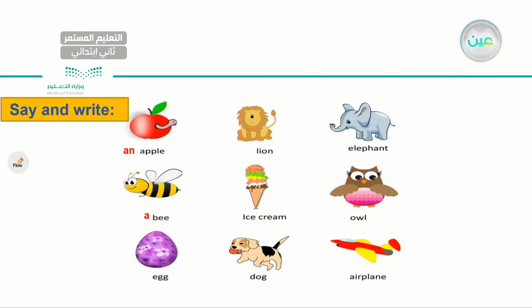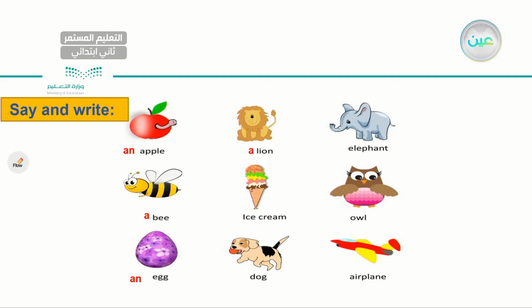I have bee. It's a consonant. So, a bee. Very good. Egg. It starts with the vowel E. An egg. Very good. Excellent. Next one I have lion. Very good. It starts with the consonant L. So I have a lion.